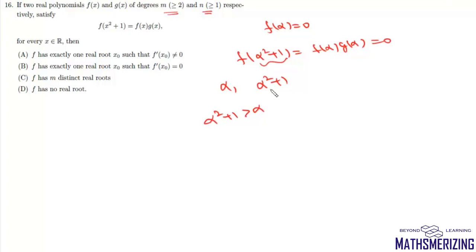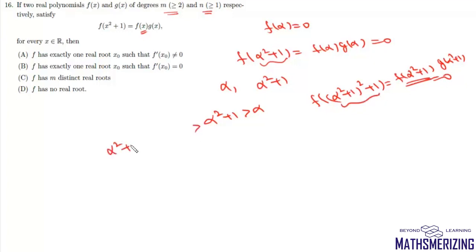Now if α² + 1 is a root of f(x), then putting x as α² + 1, we get f((α² + 1)² + 1) = f(α² + 1)·g(α² + 1). Now f(α² + 1) is 0. So that means another root will be (α² + 1)² + 1. In this way, we'll get infinite roots. Now, any polynomial cannot have infinite roots. So that means there is a contradiction. So this f(x) can have no real root, and that's your option number D.